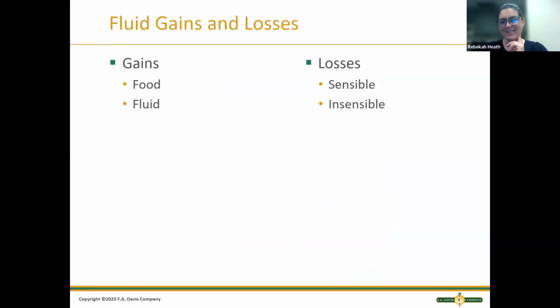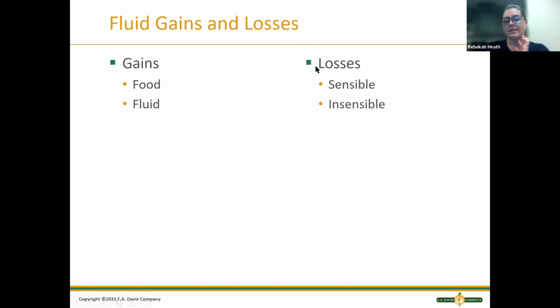So fluid gains and losses. When we look at our patients, usually it's pretty easy to see our gains, right? How do we take fluid in? Well, we're probably eating and drinking it. When we talk about eating it, we want to make sure we're measuring appropriately. Something like a steak probably doesn't have a lot of fluid in it. However, if they're eating a soup, that has a lot of liquid in it. And so we want to be accounting for that. That's also going to include IV fluids, right? We're going to be measuring how much IV fluid goes in.